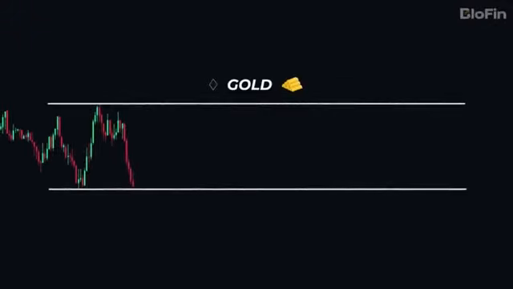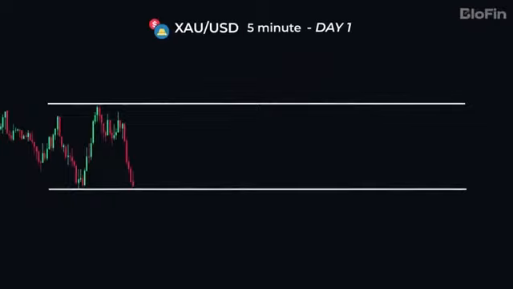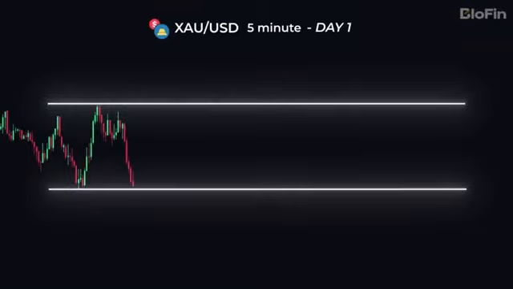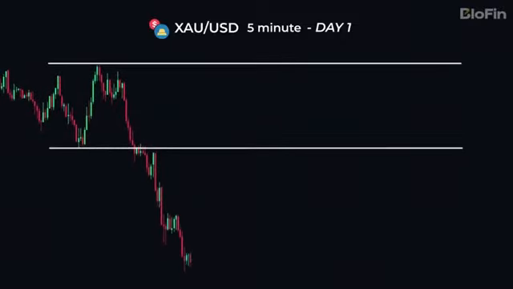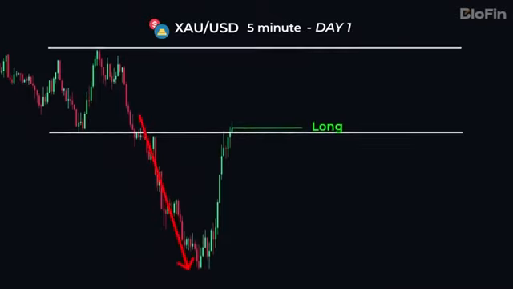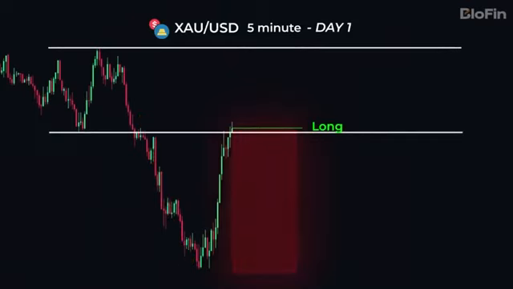Now, let's look at how the strategy performs on the gold market. Here, I'm on the XAU 5-minute chart, and we already have the 4-hour range marked for today. Price broke below the range low. After it traded below for a while, it then closed back inside, which means technically this is a valid long setup. Now, since the breakout was too large, we couldn't place the stop loss at the lows.